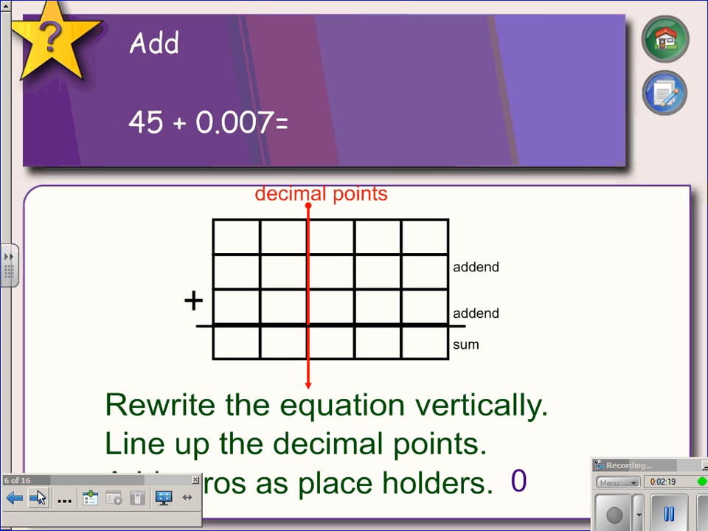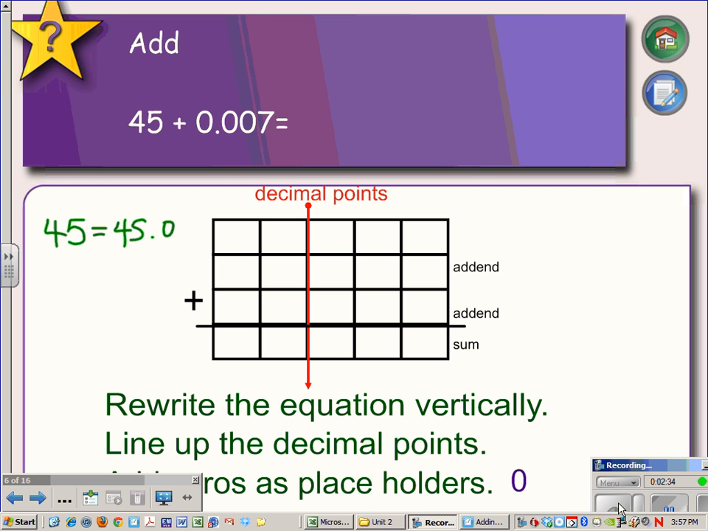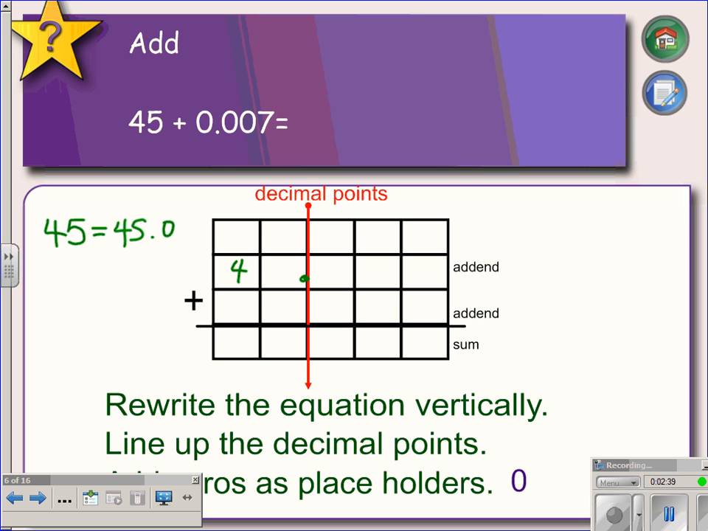Let's go ahead and do this one together. So we have 45 plus 7/100. So we're going to follow our steps. The first step is to rewrite the equation vertically, lining up the decimal points. The first thing you have to realize is that 45 can also be written as 45.0. So I'm going to put my decimal place in, add my 45.0, and then I'm going to take my other number, which is 0.07, my other addend, look at the decimal place, put my decimal, and add the rest of my numbers.